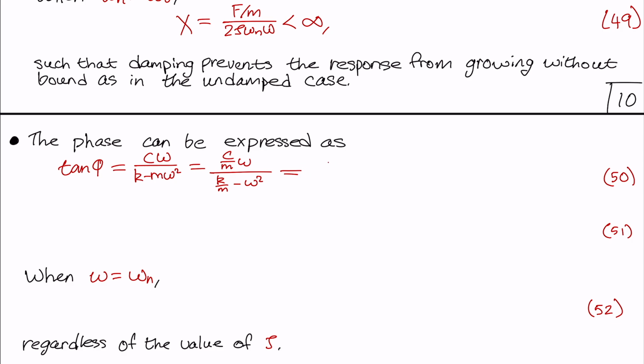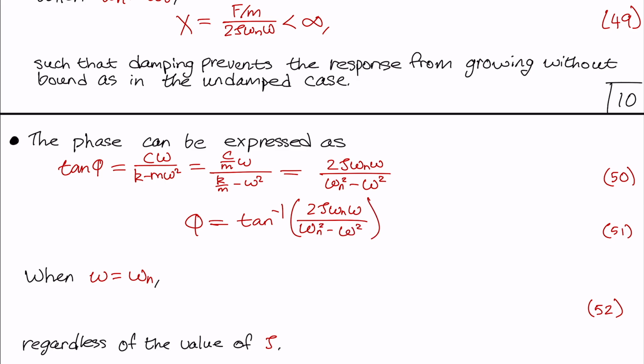And then this will be equal to 2 zeta omega n omega divided by omega n squared minus omega squared, such that the phase phi is the inverse tangent of the fraction 2 zeta omega n times omega divided by omega n squared minus omega squared. And that's our phase.